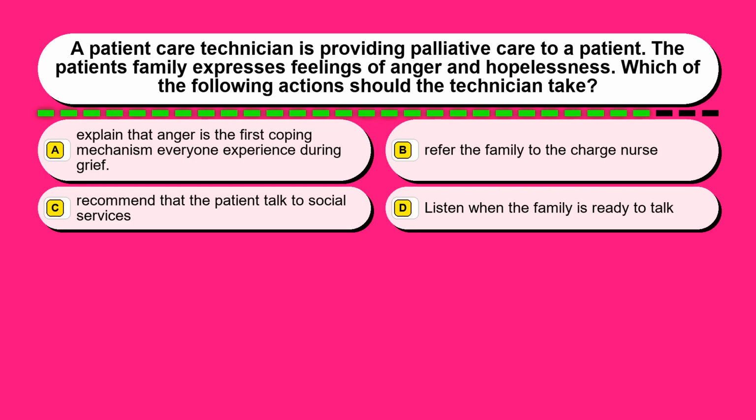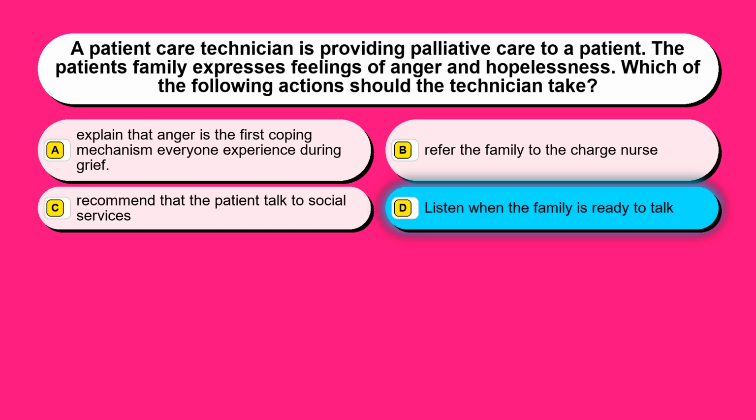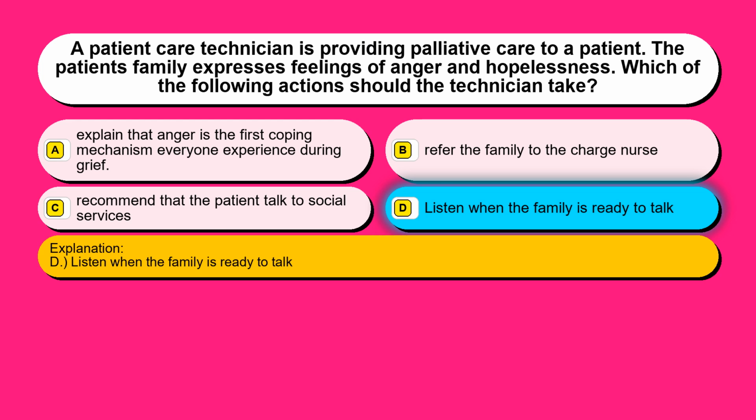A patient care technician is providing palliative care to a patient. The patient's family expresses feelings of anger and hopelessness. Which of the following actions should the technician take? Option A, explain that anger is the first coping mechanism everyone experiences during grief. Option B, refer the family to the charge nurse. Option C, recommend that the patient talk to social services. Option D, listen when the family is ready to talk. The correct answer is option D, listen when the family is ready to talk.